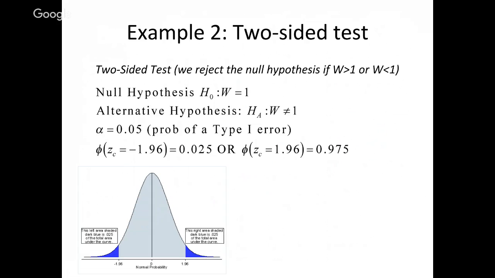Congratulations. Now, alternatively, we could have done the two-sided test, and the idea there is we're going to reject the null hypothesis if either W is greater than 1 or W is less than 1. So we have to divide that 5% probability into both the upper and lower tails of our standard normal distribution. And so our null hypothesis, again, is that W equals 1. The alternative is that W is not equal to 1. That is, it could be either greater than 1 or less than 1. And we're still adopting that 5% threshold of committing a type 1 error. Remember, type 1 error is when you reject the null hypothesis when in fact it's true.